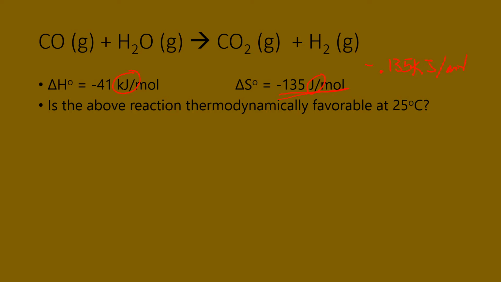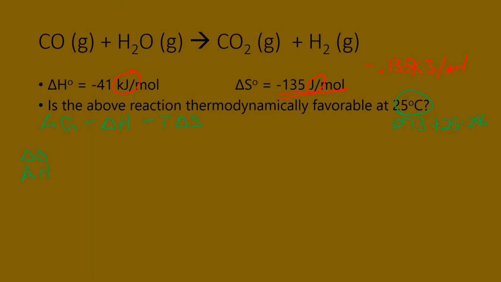Okay, so is it thermodynamically favorable at 25 degrees Celsius? When we look at our formula again, delta G is equal to delta H minus temperature times delta S. Our temperature is 25 degrees Celsius, and we need to convert that to Kelvin. So 273 plus 25 is 298.